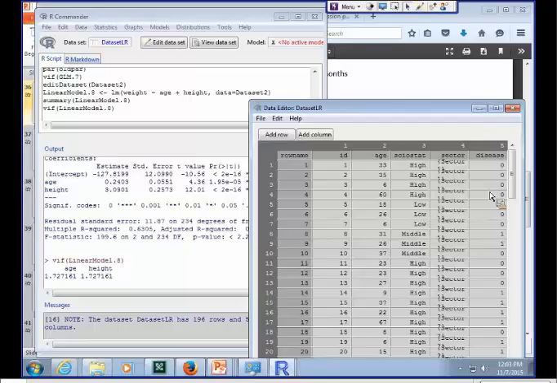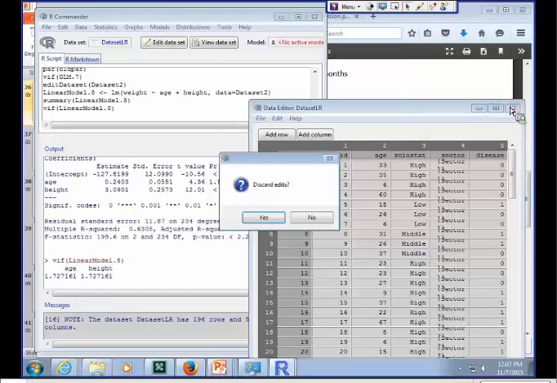Just in case you actually recode the disease variable into yes and no and make it a factor variable, as long as it is a factor variable with two categories, the higher value will be 1 and the lower value will be 0. Higher rank will be 1, lower rank will be 0. So yes will be 1, no will be 0. I can do that, right? Let me do that very quickly.